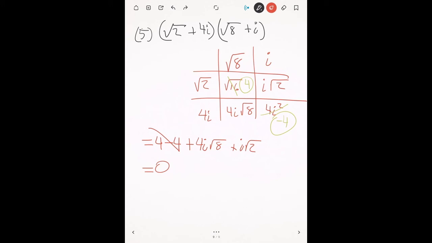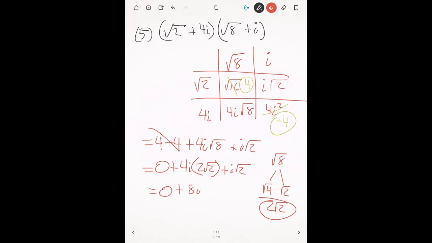So the square root of 8, I'm going to do this on the side here, is the square root of 4 times the square root of 2. Square root of 4 is 2. Hey, what do you know? The square root of 8 is just 2 root 2. So let's plug that in. So I have 4i times 2 root 2, and then I'm adding together another i root 2. So let's see, that's 0 plus 8i root 2 plus i root 2. So that should be 0 plus 9i root 2.